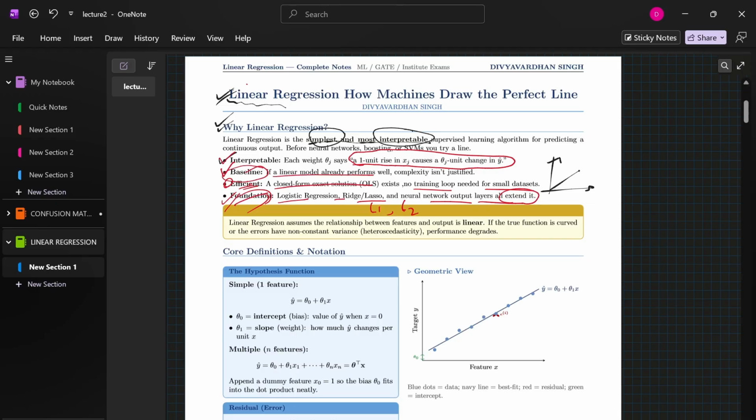Now moving towards one of the critical assumptions, and that is linear regression assumes the relationship between your features and the output is linear. So that's one important thing that you have to focus on. We'll be discussing it later also.